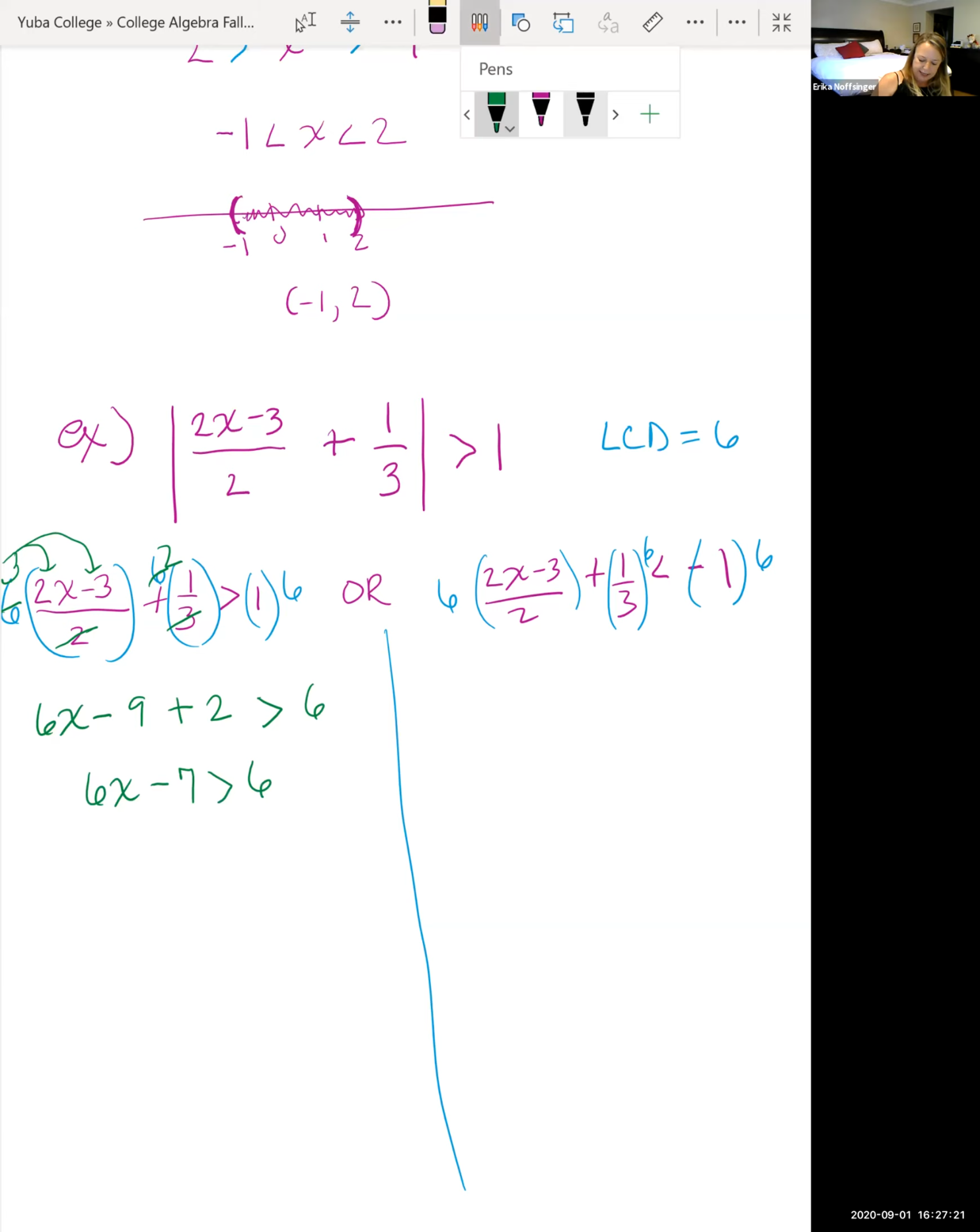So let's add 7 to both sides. So I have 6x is greater than 13. Divide by 6, so x is greater than 13/6.